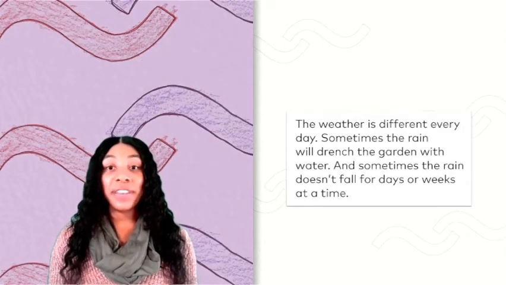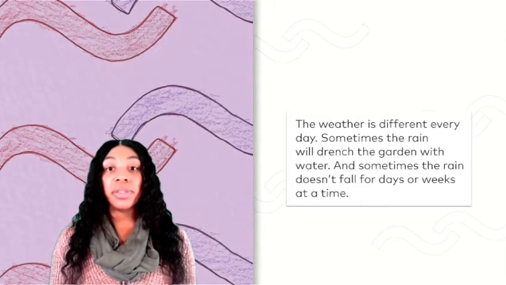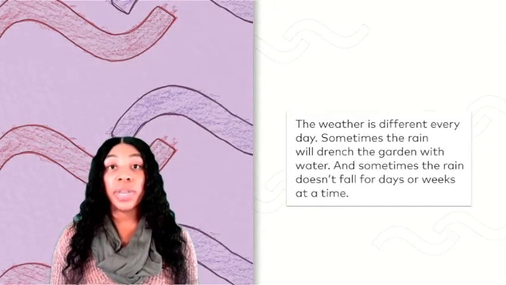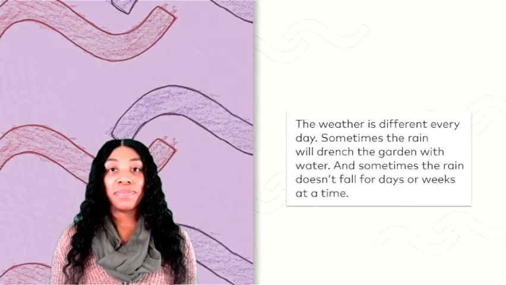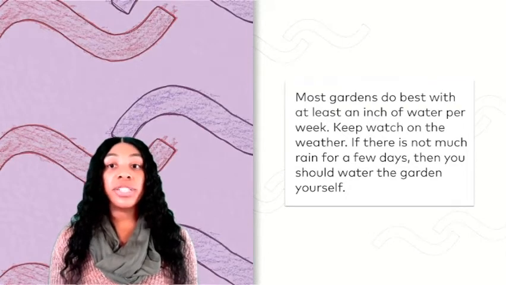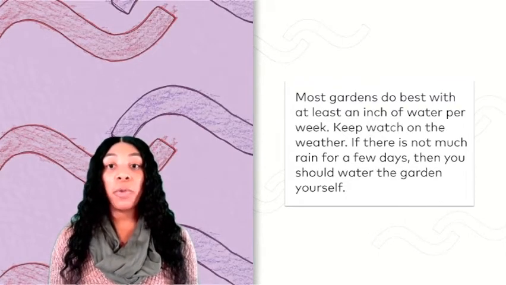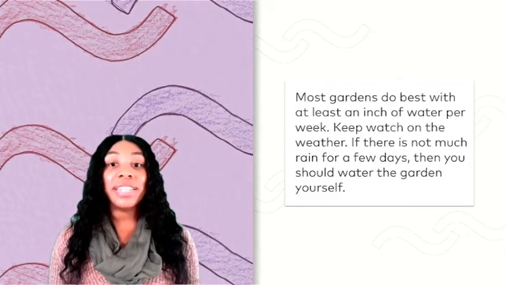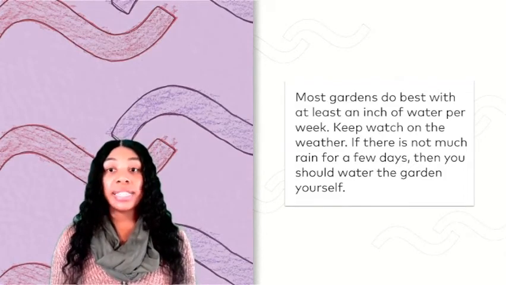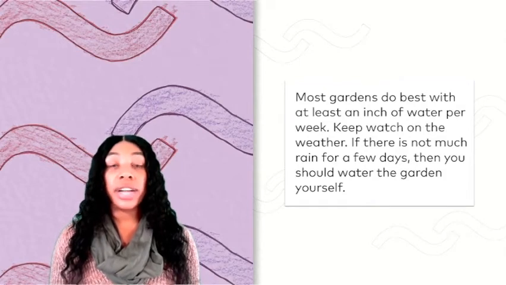The weather is different every day. Sometimes the rain will drench the garden with water, and sometimes the rain doesn't fall for days or weeks at a time. Most gardens do best with at least an inch of water per week. Keep watch on the weather. If there is not much rain for a few days, then you should water the garden yourself.